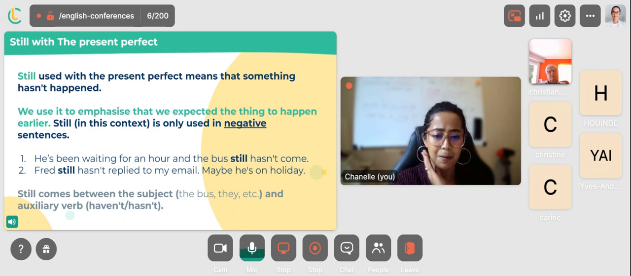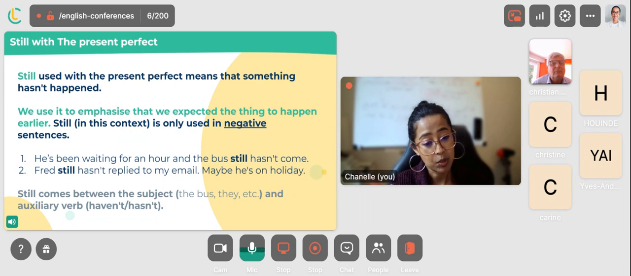For example, he's been waiting for an hour and the bus still hasn't come. Fred still hasn't replied to my email. Maybe he's on holiday. Still comes between the subject, so the bus or they, etc., and the auxiliary verb, haven't or hasn't.